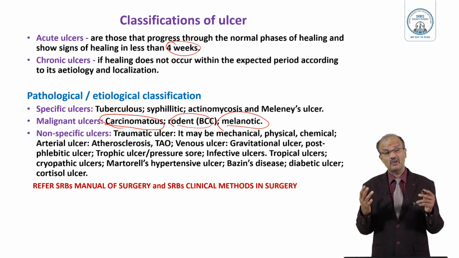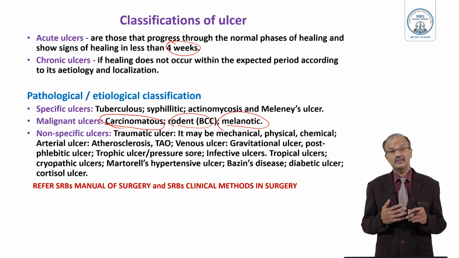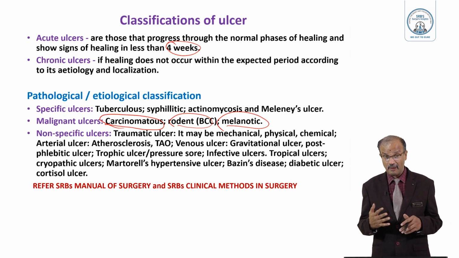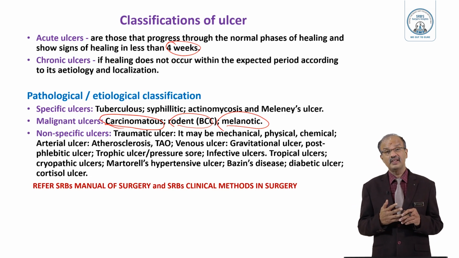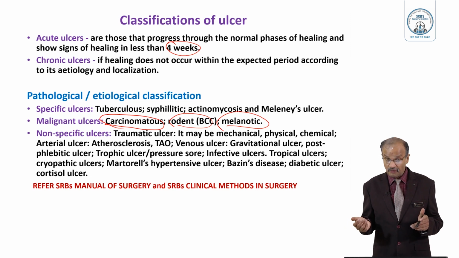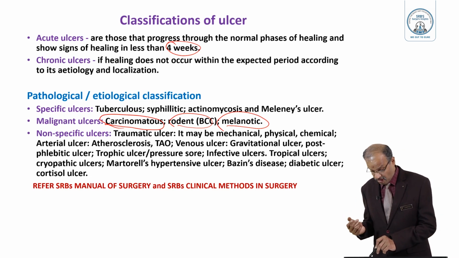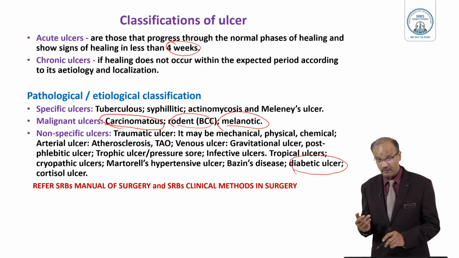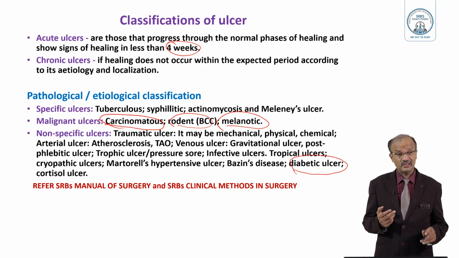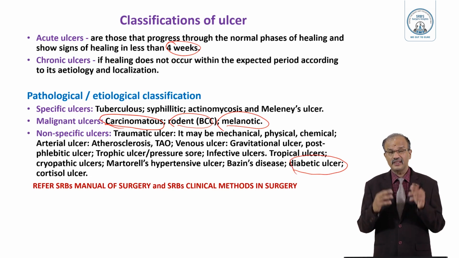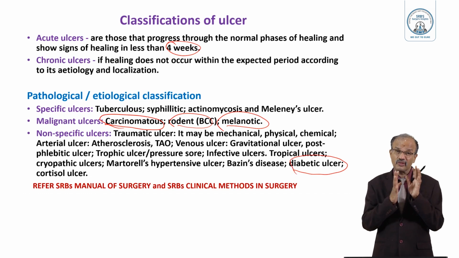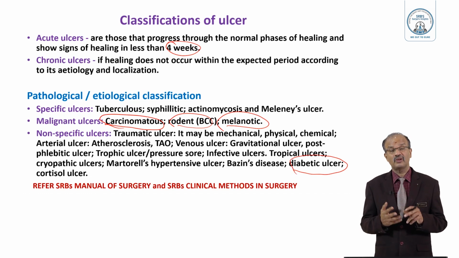Martorell's hypertensive ulcer occurs in the leg around the ankle, not in the foot actually, lower leg around the ankle. But the pulse may be normal in this patient. Remember, Bazin's disease is common in young girls, in the lower leg, maybe related to tuberculosis of the skin. Diabetic ulcer is very, very common in the feet. Cortisol also: if you keep on applying cortisol ointments, local applications, the skin gets thinned out, immunological cells are destroyed, and it forms a chronic ulcer.